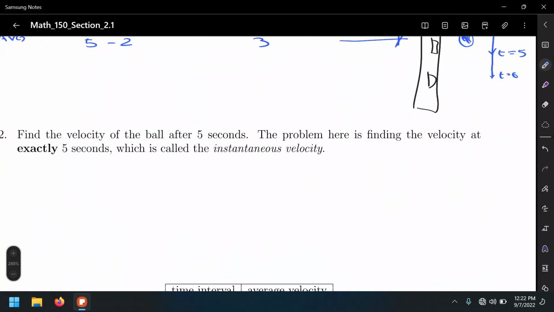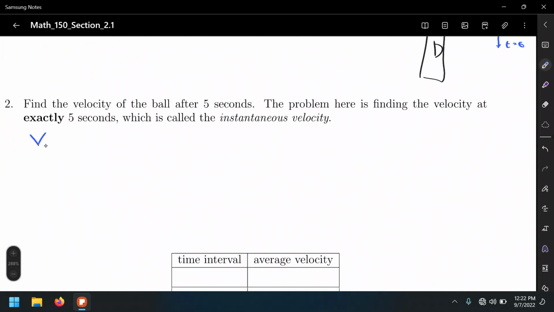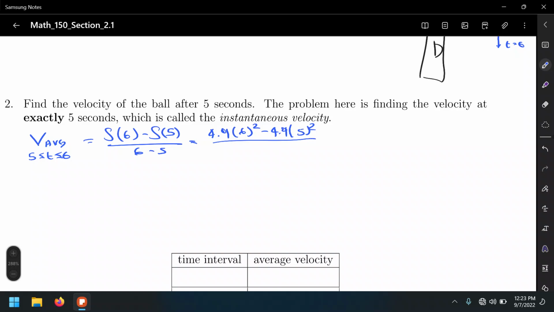So for a moment, we're going to do a few calculations. Let me call this V average, in this case between 5 and 6. Okay, so that's going to be S evaluated at 6 minus S evaluated at 5 over 6 minus 5. That is 4.9 times 6 squared minus 4.9 times 5 squared, divided by 1, because 6 minus 5 is 1.